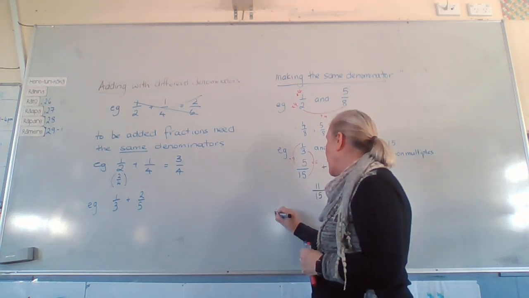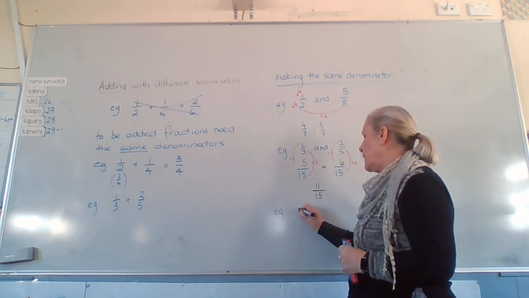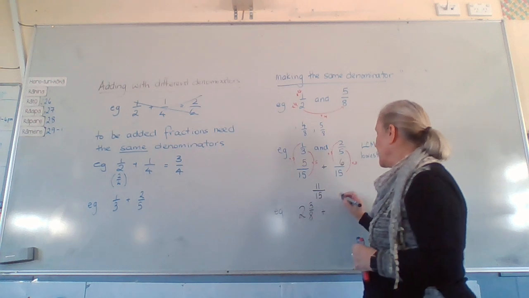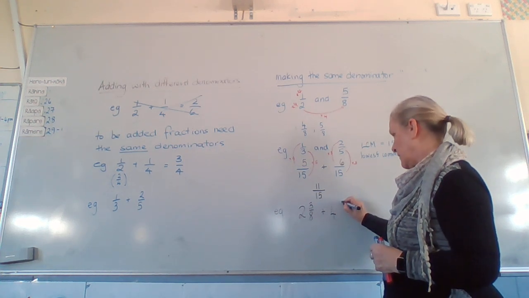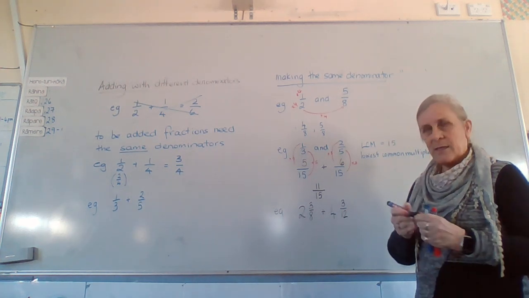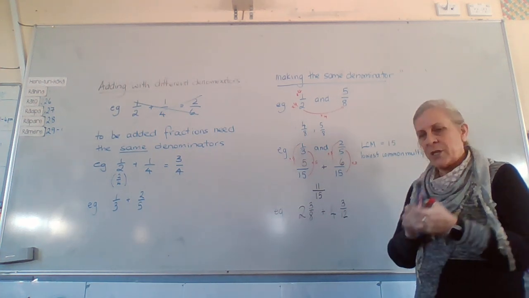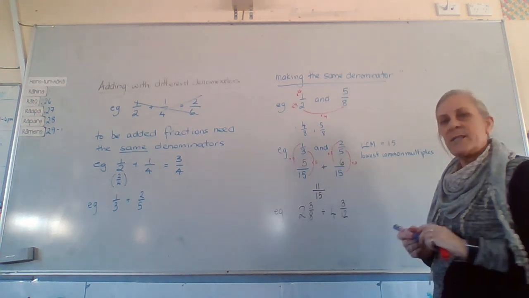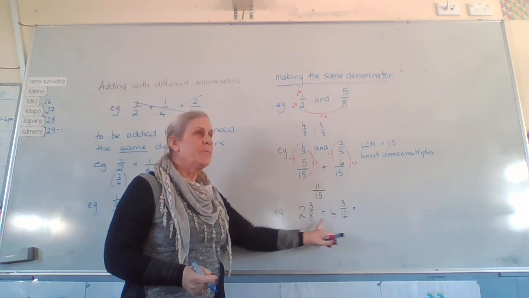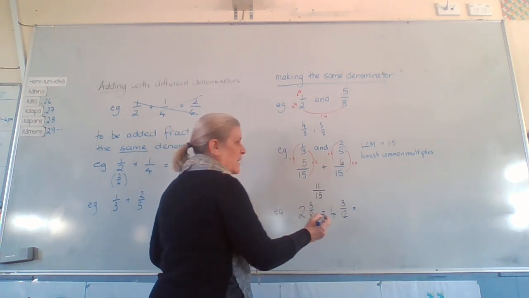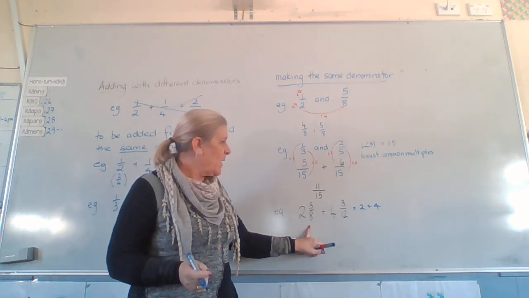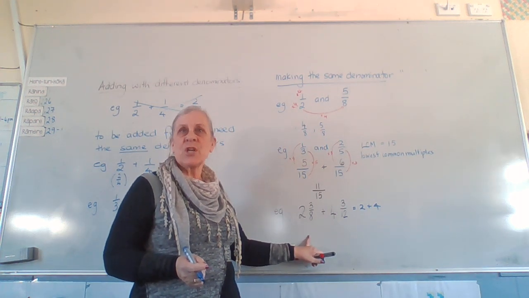All right, so one more. What happens if we have 2 and 3 eighths plus 4 and 3 twelfths? All right, so this time we've got whole portions. We're going to add the whole portions together first. So we're going to get our 2 plus 4 as whole pizzas, and then we've got these two that we're going to change.